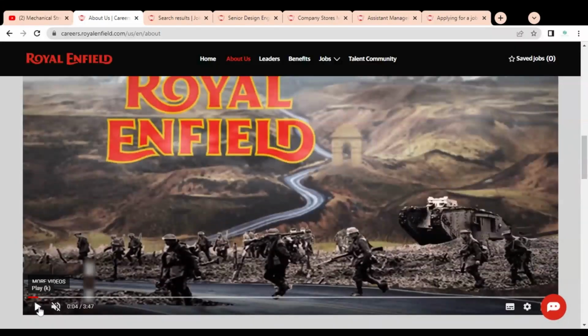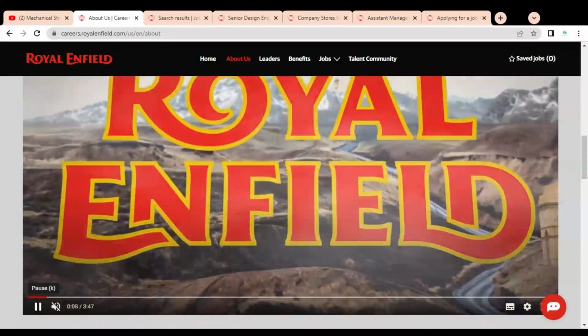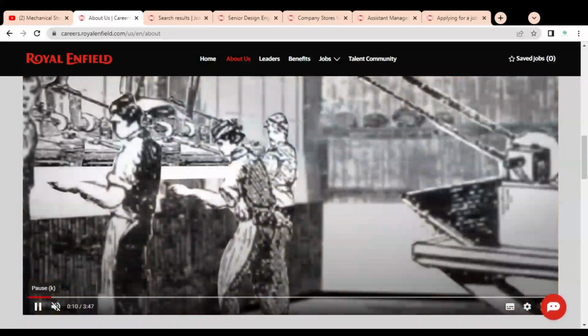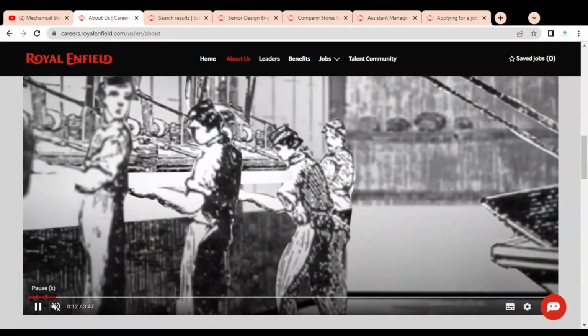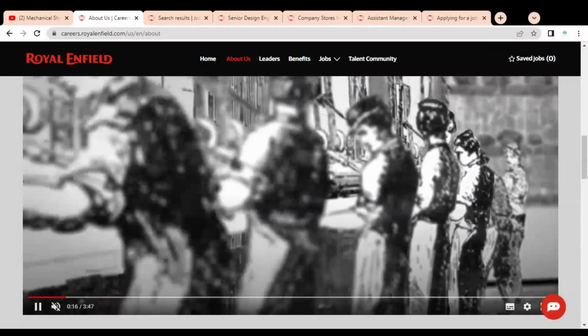So friends, the company name is Royal Enfield, and it is a very popular automobile company. You have seen their vehicles on the roads everywhere. So friends, it is a very good opportunity for you to get a job in Royal Enfield company. Let's check what job opportunities they have.